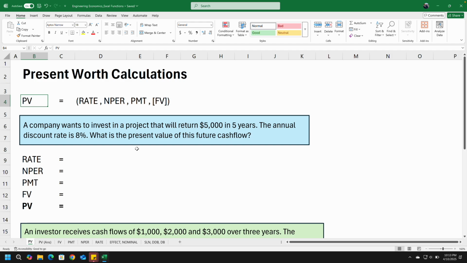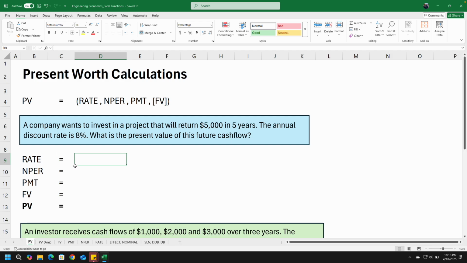Essentially, what this problem is asking is this company wants to earn $5,000 in 5 years. They know they have an interest rate of 8%. So, what is the initial amount of money they have to put in year zero in order to gain $5,000 in 5 years? So, let's start off by filling in the blanks.